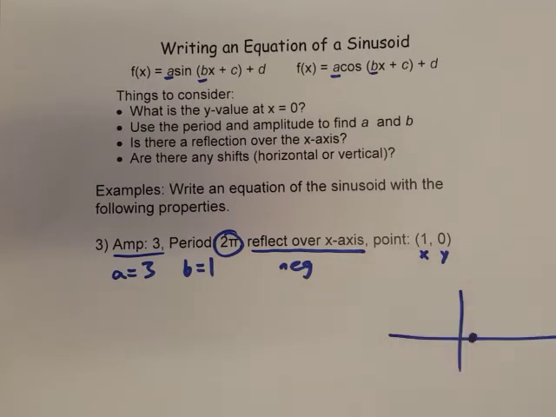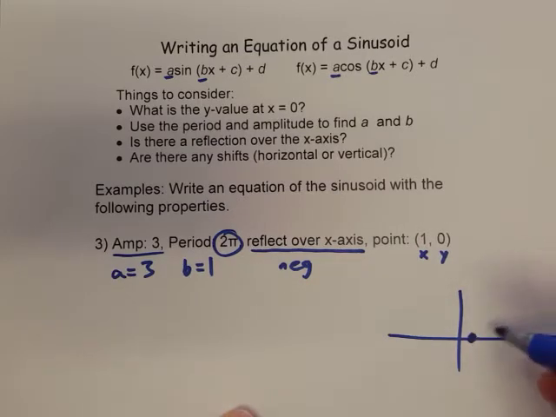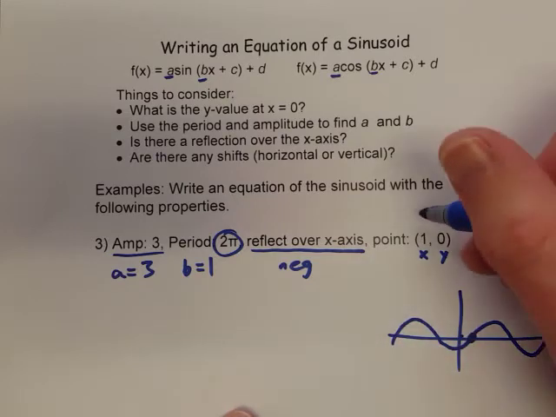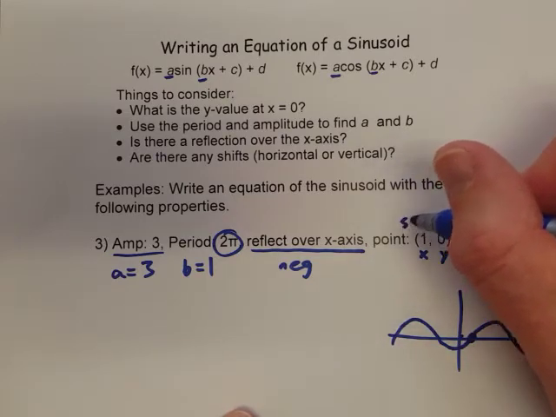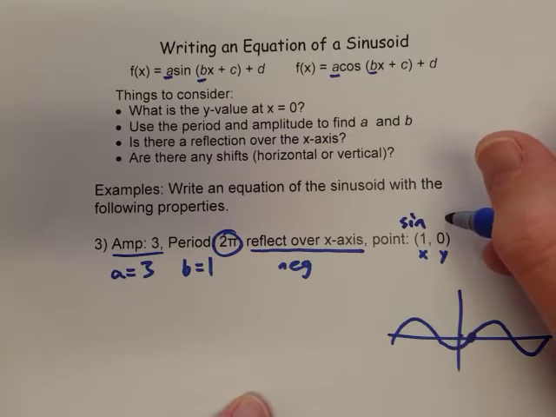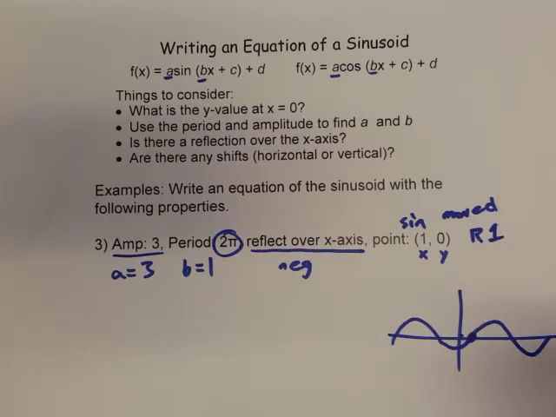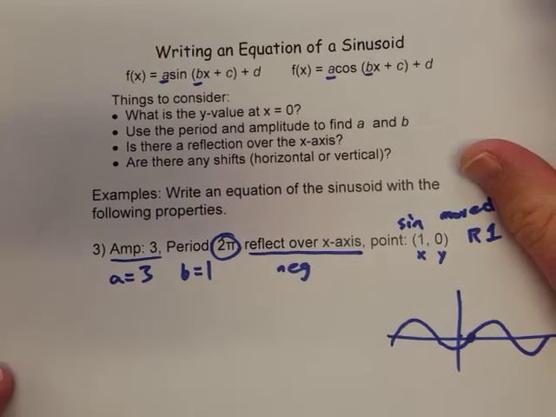So I've shifted everything over. Well, if I shifted everything over and it's coming out of this point to start with, chances are we're going to be talking about a sine graph that was moved over from 0, 0. And so this is going to mean that we're talking about a sine graph that is moved right by 1. Okay, so that's the tricky part about this problem.